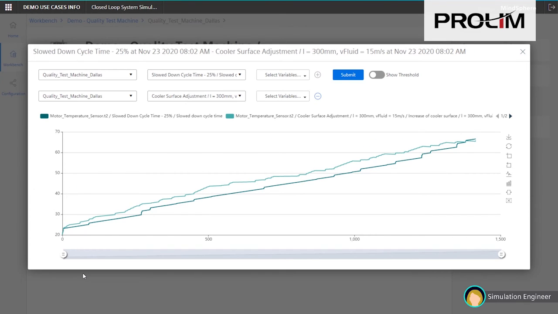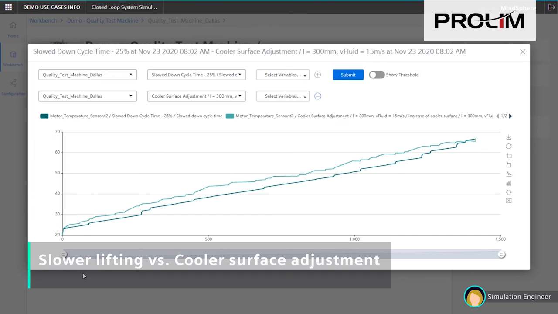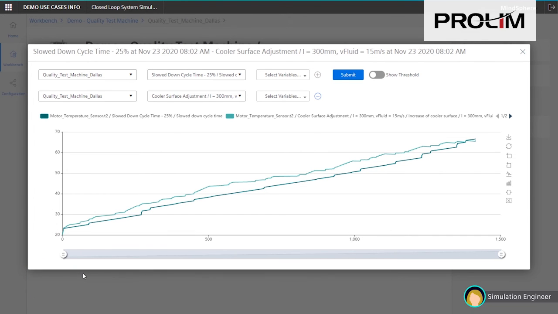There she sees that the temperature of the cooler surface adjustment comes out a little bit lower than the slower lifting. But considering the efforts to implement both solutions, she decides for the slower lifting, as this is a software fix that could be deployed immediately. The cooler surface adjustment would require a design change, several manufacturing steps, and finally a service operation to attach it to the machine.